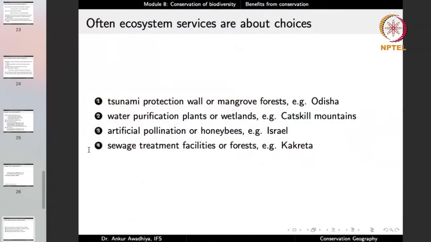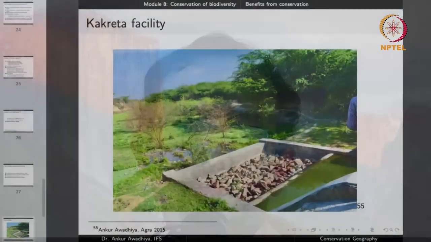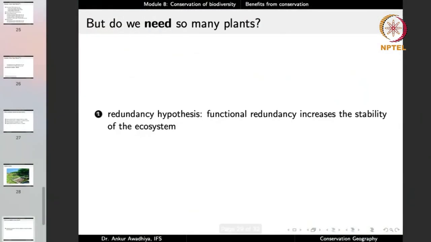Similarly, if we talk about sewage treatment facilities, we can make use of forest to treat our sewage. A very good example is Kakreta facility in the city of Agra. In this case, the sewage water is moved through an artificial wetland through these forests, and these forests not only treat this water but also reduce the volume through the process of transpiration. And so ultimately the effluent load into the river is reduced. So these are all different choices.